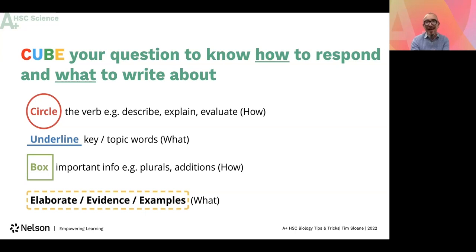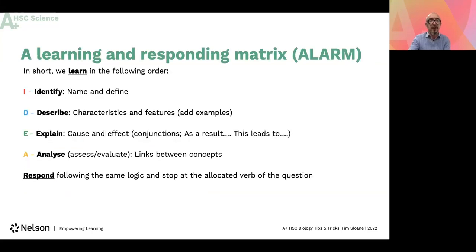Plurals are absolutely essential: circle, or box in green, the S at the end, because if they say, for example, with reference to 2 examples, marks will be allocated to more than 1 example. And the word "and" is another really important one, because the marking criteria will largely be broken into 2 parts: what sits before the "and" and what comes after the "and." And then finally, that second yellow dashed box is where, relevant, you elaborate by providing evidence and examples as it relates to the question. Okay.